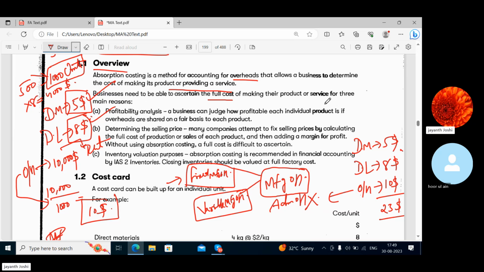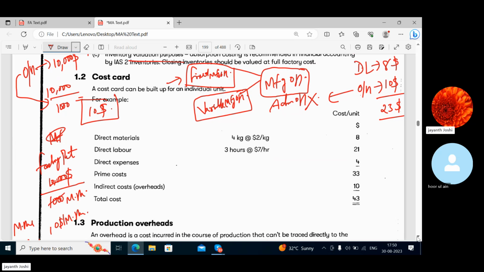Now, businesses need to be able to ascertain the full cost of making their product or service for three main reasons. One is for profitability, one is to get the selling price, and one is to value the inventory, right? Now there is an example in front of you of a cost card. A cost card can be built up for an individual unit.